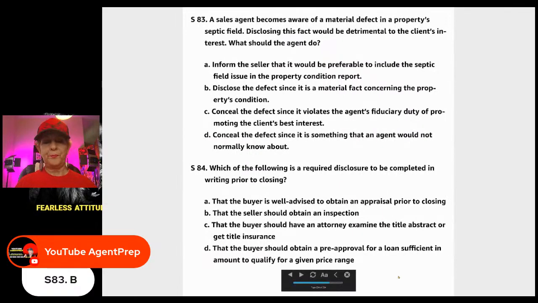Number 84. Which of the following is a required disclosure to be completed in writing prior to closing? Okay, prior to closing. A, that the buyer is well advised to obtain an appraisal prior to closing. B, that the seller should obtain an inspection. C, that the buyer should have an attorney examine the title abstract or get title insurance. D, that the buyer should obtain a pre-approval for a loan sufficient in amount to qualify for a given price range. Okay, so this is a required disclosure to be completed in writing prior to closing.